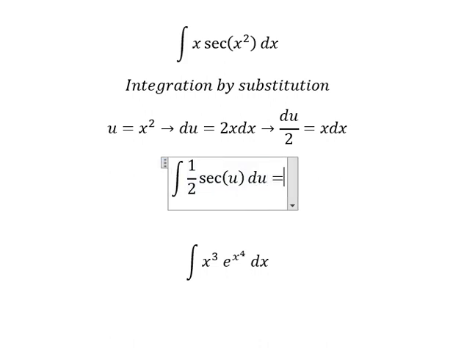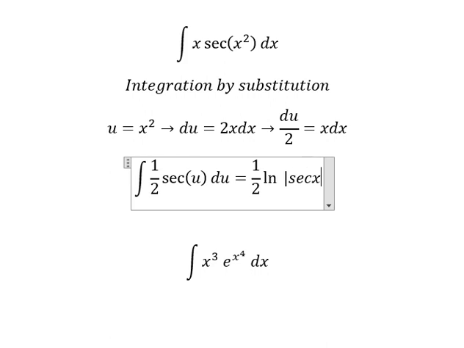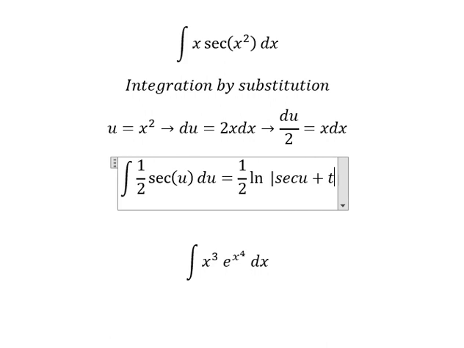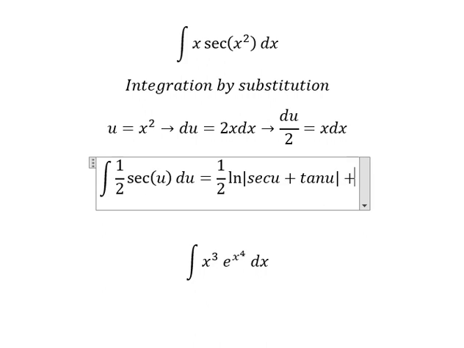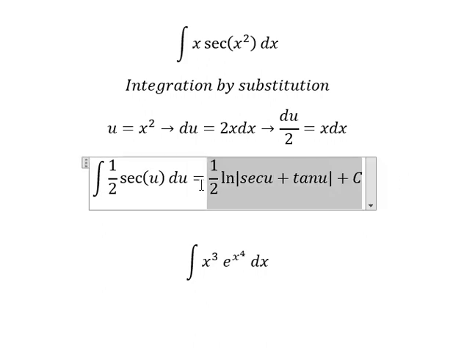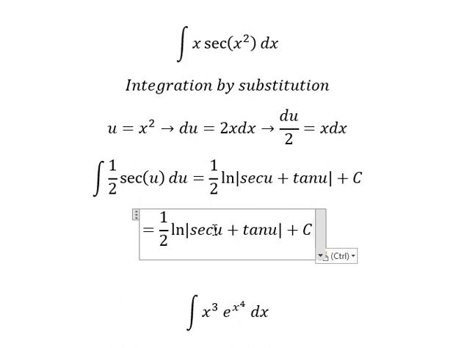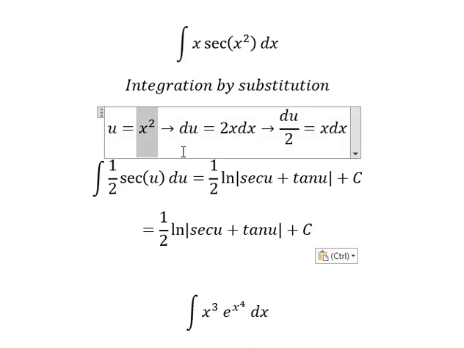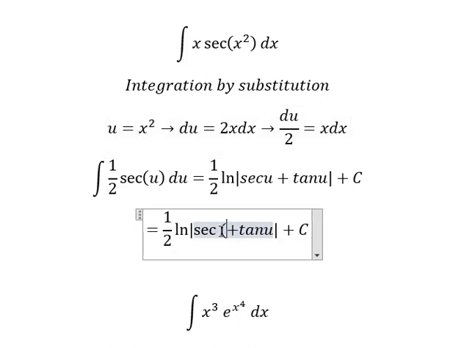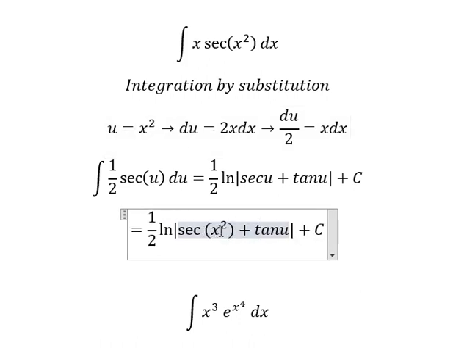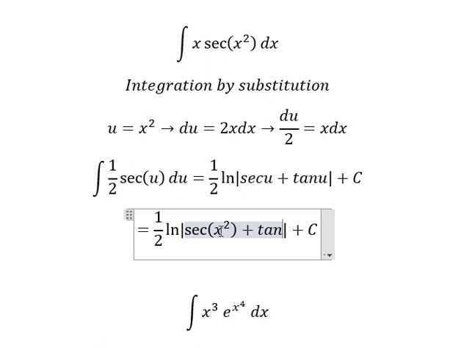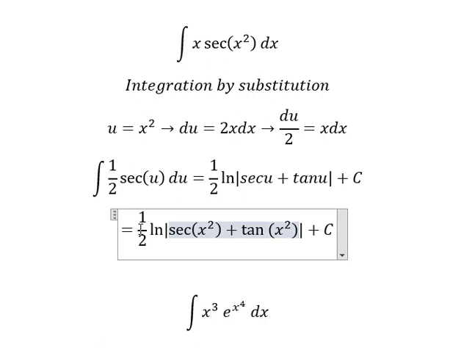So the integration of this one we have like this. Integral of e to the power of u, that is e to the power of s squared. And that is the final answer.